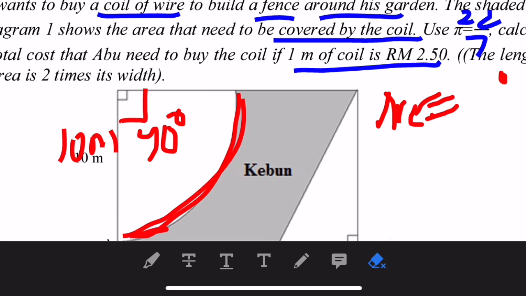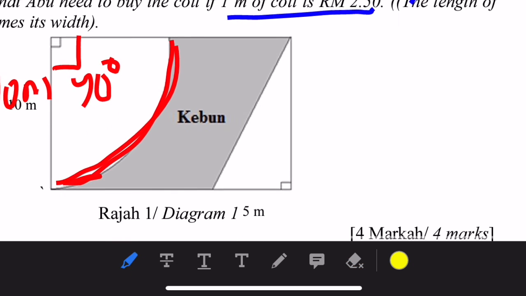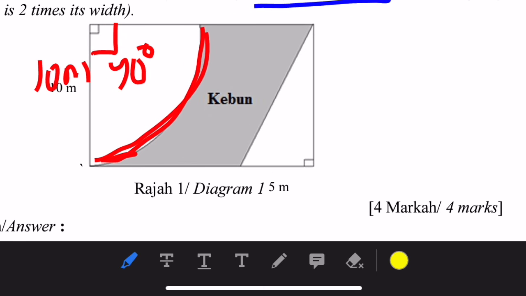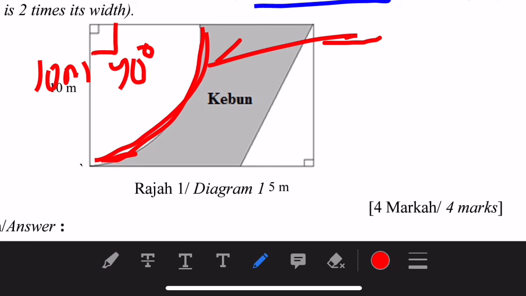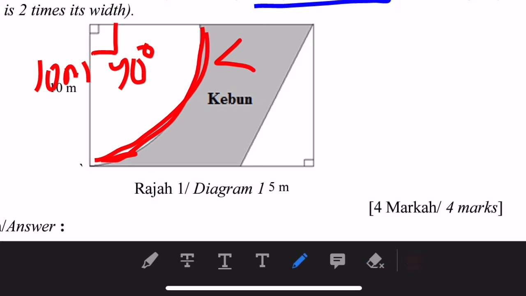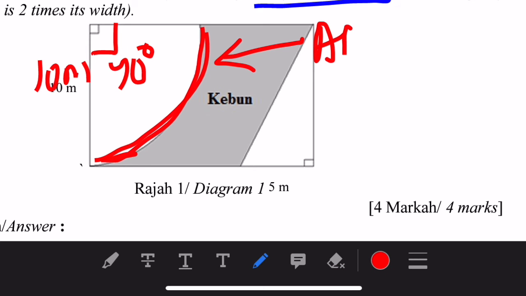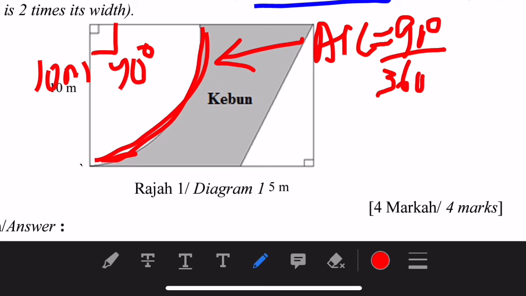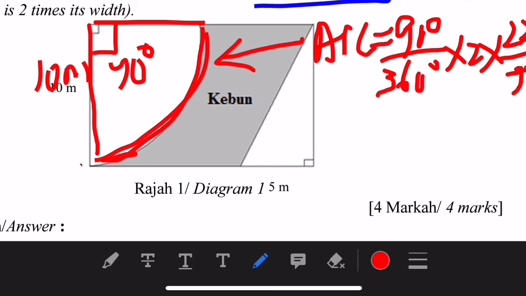So let me write down here. I'm going to find the arc length for this part. Arc length is equal to 90 degree over 360 times 2 times pi times the radius, which is 7. This is the radius. Okay, so we have found the arc length, and then this is 10, right?